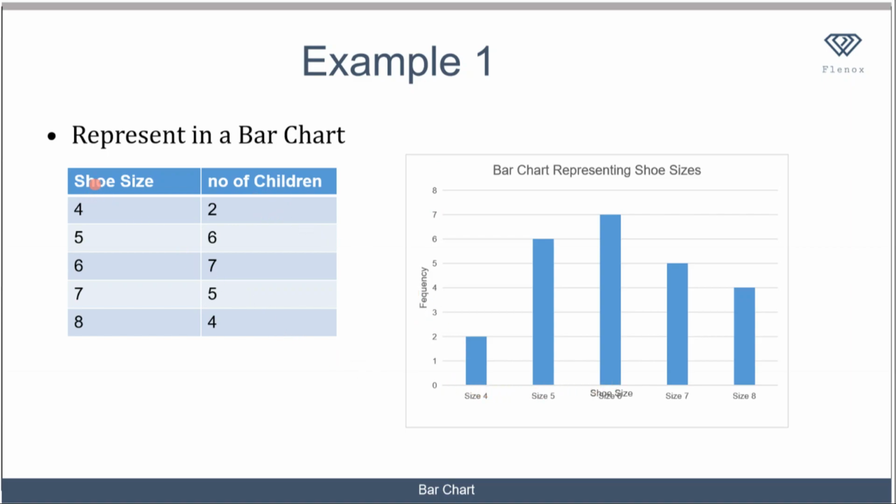So we start with size 4. 2 students make use of size 4. So this is size 4, and we draw a vertical bar that comes to this place over here where we have 2. So this means that 2 students make use of size 4. Then 6 children make use of size 5. Then 7 children make use of size 6. 5 children make use of size 7. And finally 4 children, as you can see here, make use of size 8. So this is what the bar chart is basically all about. The height represents the frequency of the distribution.